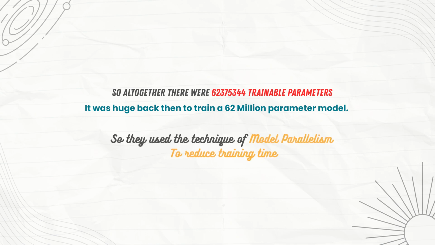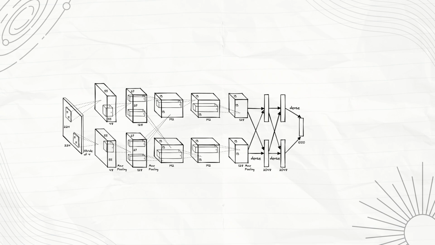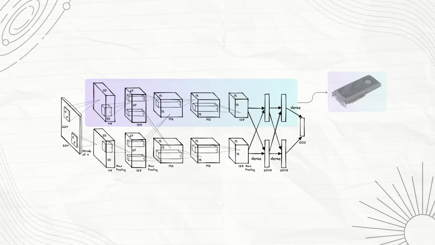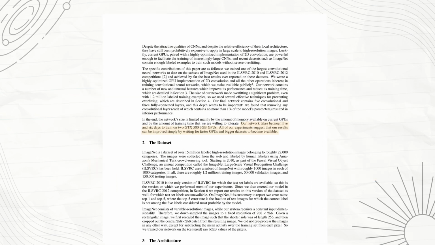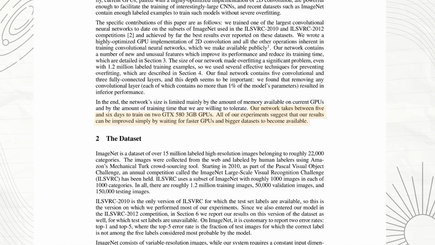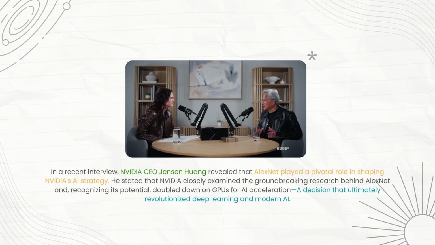So, they used the technique of model parallelism to reduce training time. Hinton and his team had access to two GTX 580 GPUs, each having a VRAM of 3 gigabytes. So they split the model layers across two GPUs and trained in parallel, which significantly reduced the training time. In the paper, they have mentioned that it took them around 5 to 6 days to train on the GPU cluster using parallel compute.